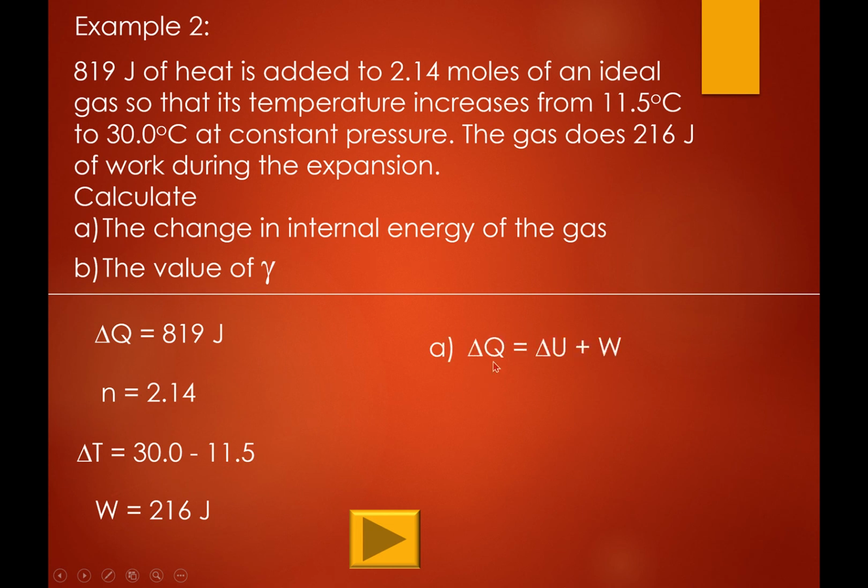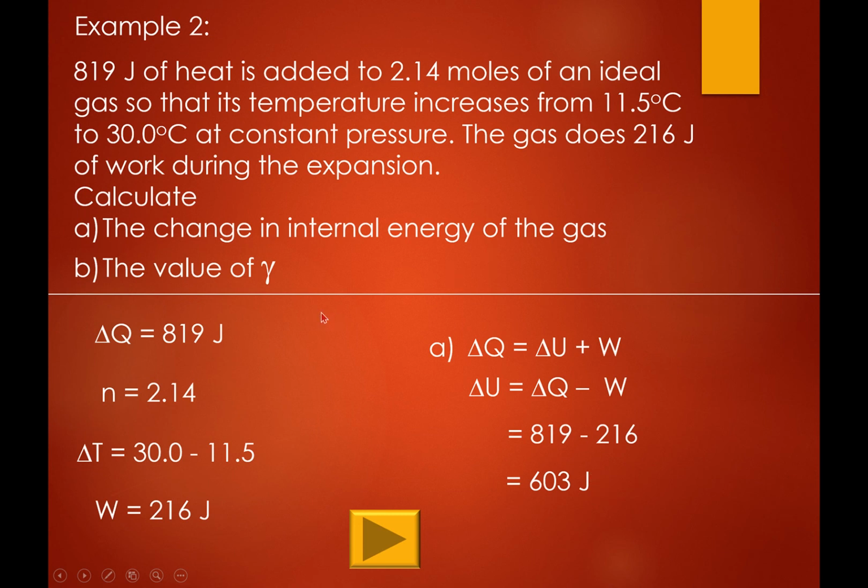Now we can do question A, the change in internal energy of the gas. So we use the first law of thermodynamics, which states that delta Q equals delta U plus work. So delta U is delta Q minus W. We bring work to the right side, it becomes minus. And substitute the 819 joule for the heat energy, minus the work done, 216. So we get 603 joule. So this is the change in internal energy of the gas.